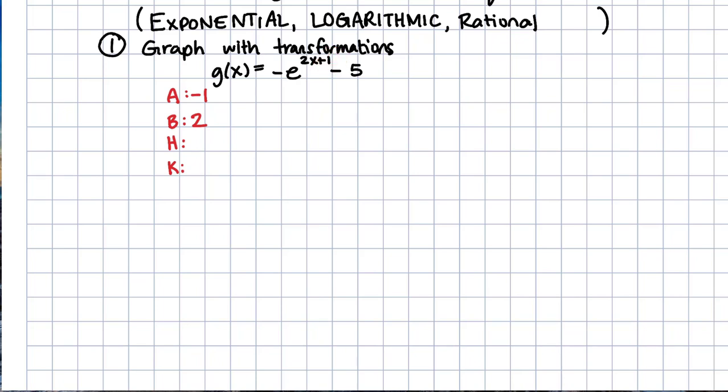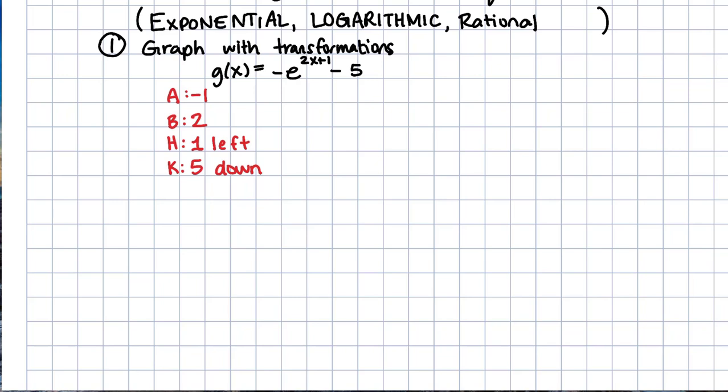Looking at the second term in the exponent, we have a +1. When we see a plus, that represents a left shift. Instead of worrying about minus plus, I just like to write 1 left for myself. And looking at the second term in the whole function, we have a -5, so that corresponds to a 5-unit down shift. Okay, so looks like every single kind of transformation has been applied.